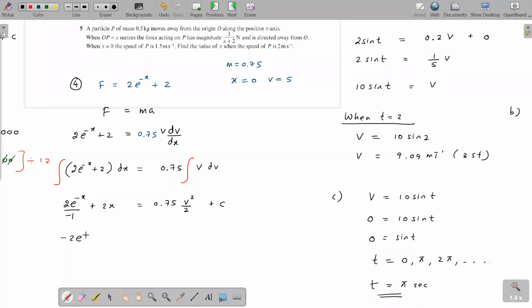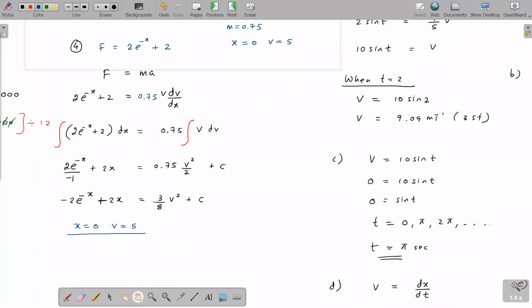So when you rearrange, it's minus 2e to the power minus x plus 2x equals 0.75 over 2. 0.75 is 3 over 4, and 3 over 4 into half is 3 over 8 v squared plus c. Agreed? Let's get the c value. So when x equals 0, v equals 5.